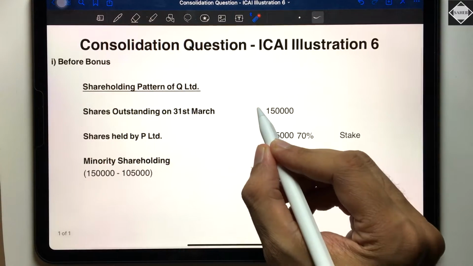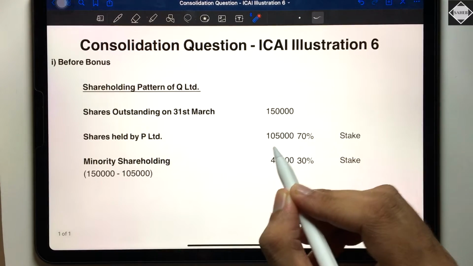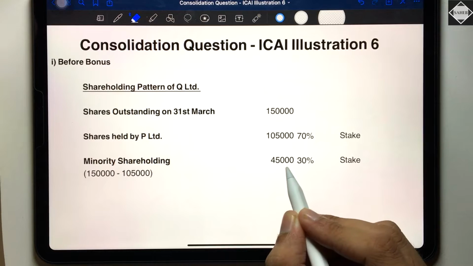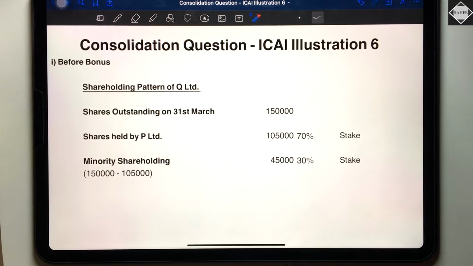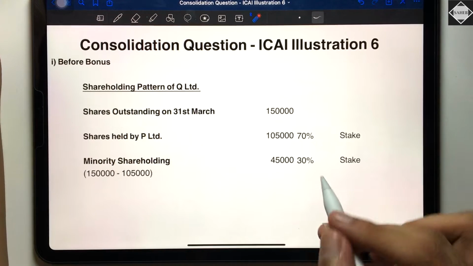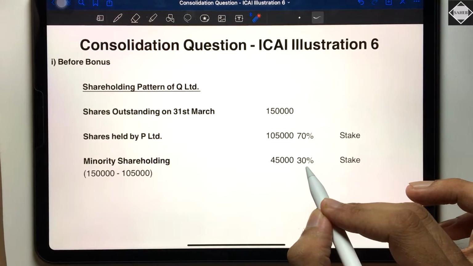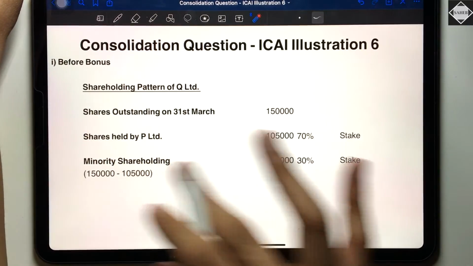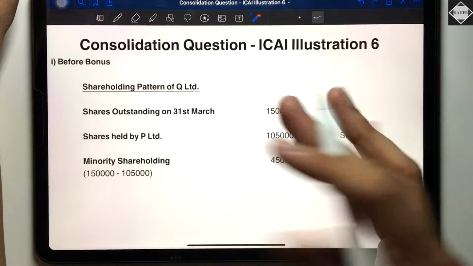How do you do it? Just subtract these two. 1,50,000 minus 1,05,000, you will get 45,000 as the balancing figure, which is the minority interest shares. Okay, and the stake will be the balancing figure. Directly you can take 30%. Fine. And then what you have to do after this, you have to begin the actual solution, the working notes.